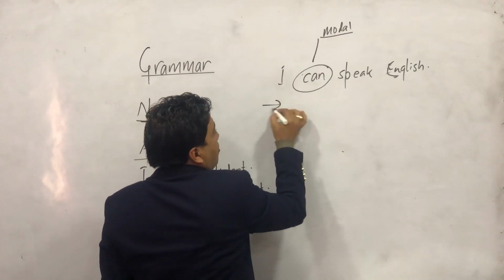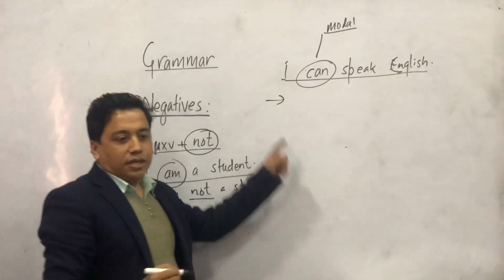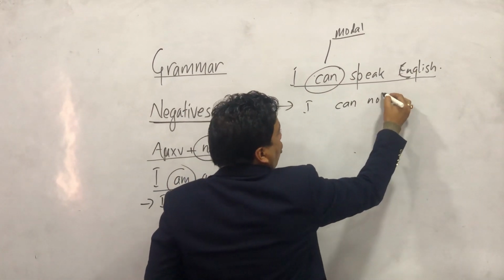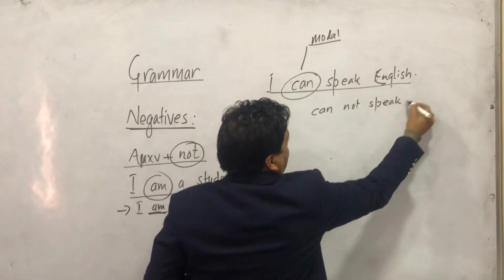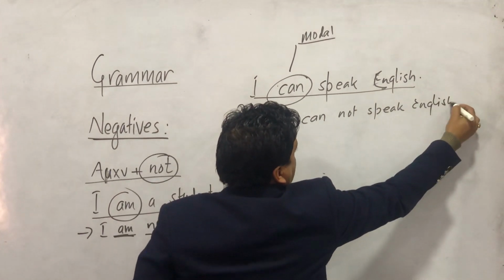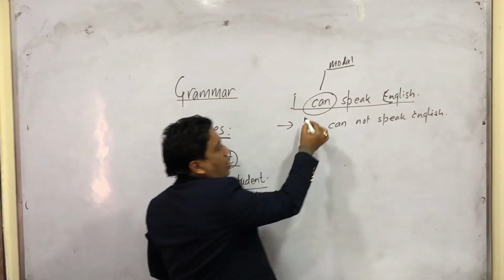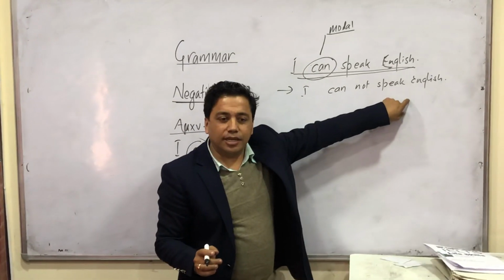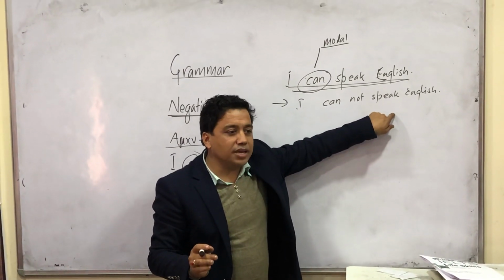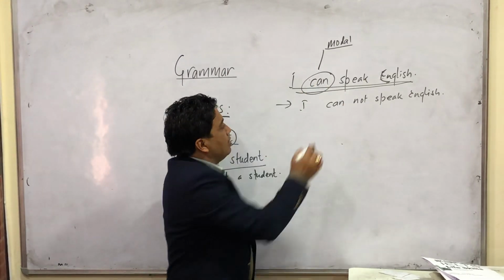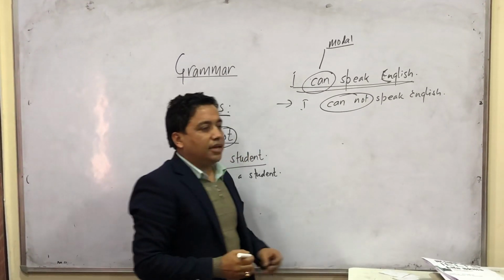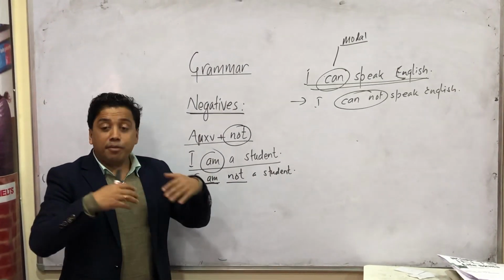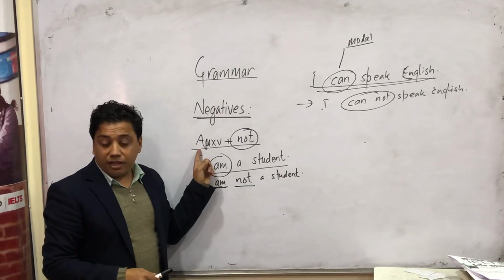So when you make the negative of this sentence, you can make I cannot speak English. Okay. Well, म अंग्रेजी बोल्न सक्छु. म अंग्रेजी बोल्न सक्दैन. That's I cannot speak English. Can, and here negative is cannot. Okay. Now, do you understand how we make negatives of the auxiliary verbs?